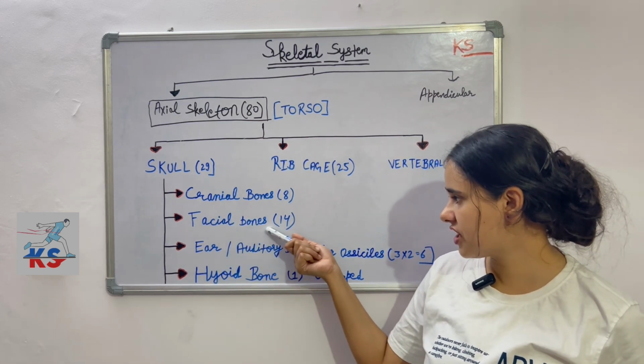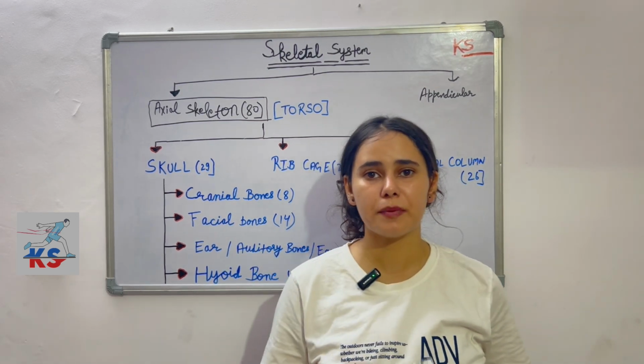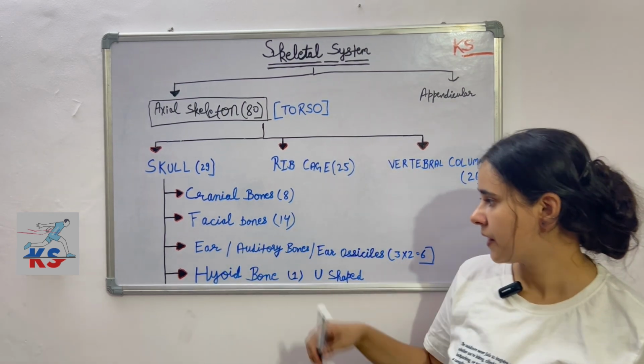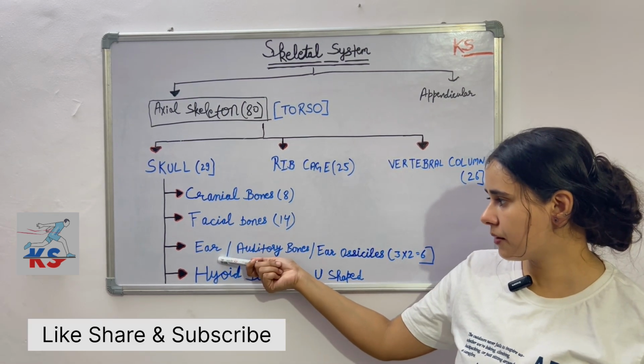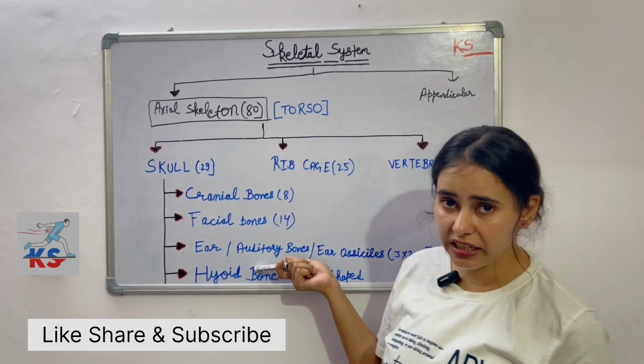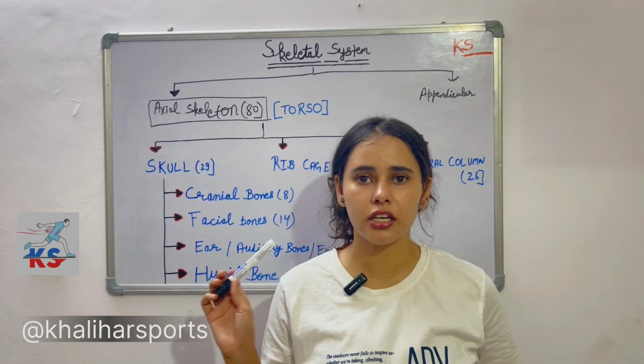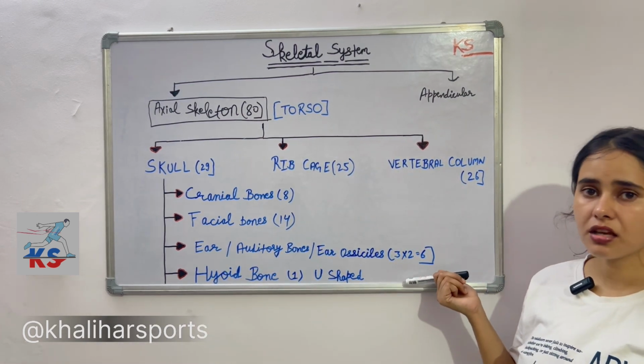Now second is facial bones. There are 14 bones present in our face. Okay, so facial bones cover the face bones. Now third is ear bones. Ear bones, or we call them auditory bones or ear ossicles. So there are 3 bones in each ear and in total we have 6 bones.